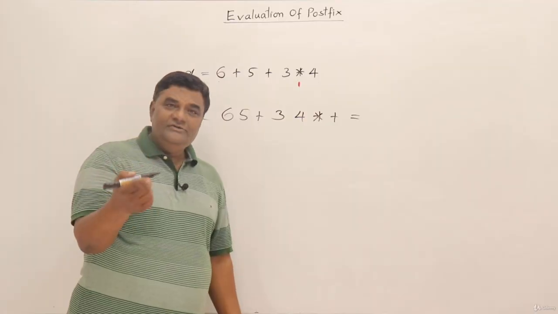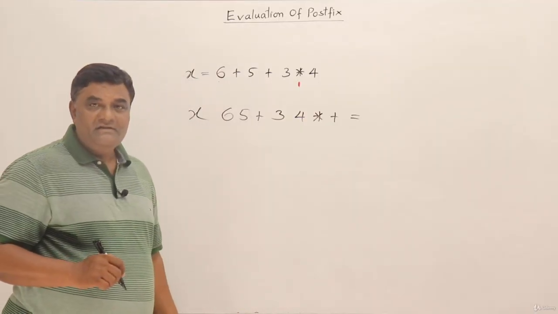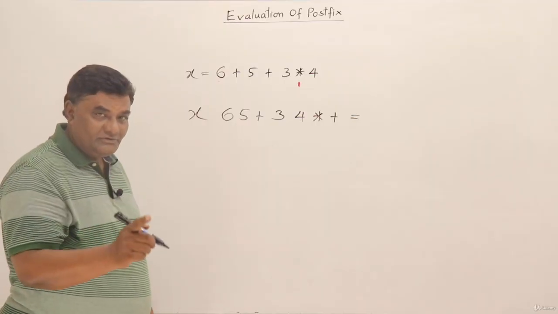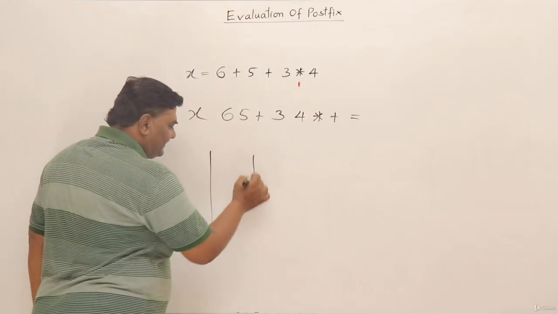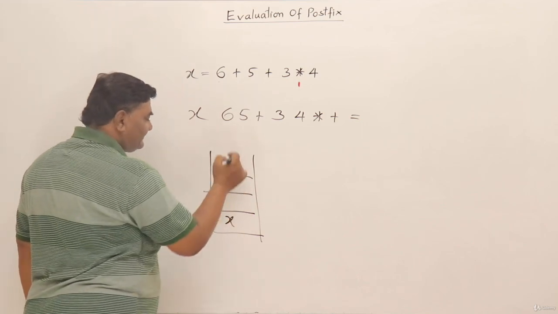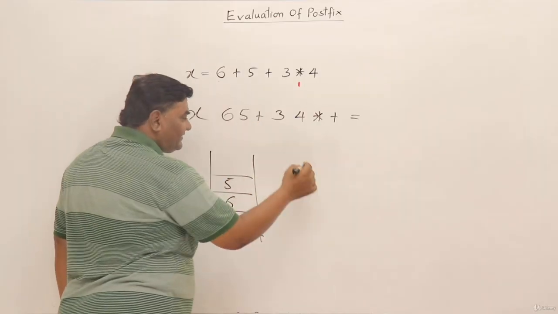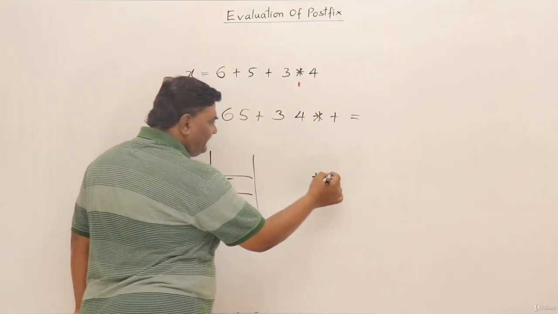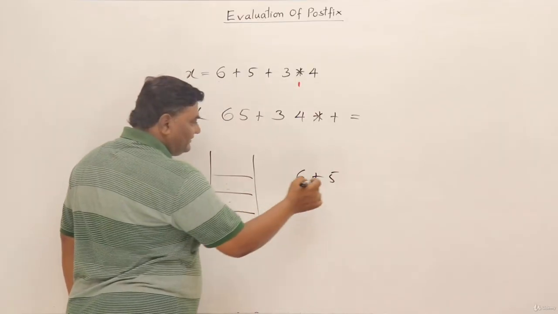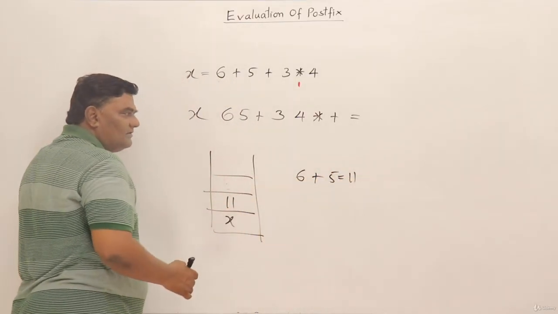Then we know how the evaluation is done. Just now we have seen the procedure. Let us take a stack and do evaluation. So take a stack. The first thing that goes into the stack is x, the next is 6, the next is 5, the next is an operator. So pop out two operands. 5 is popped out, then 6 is popped out, and the result is 11. 11 is pushed into the stack.